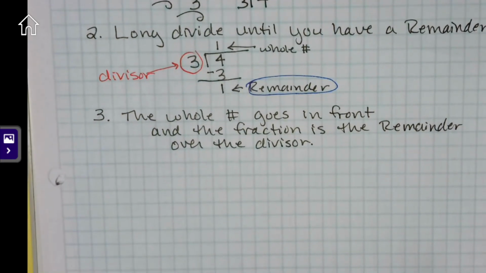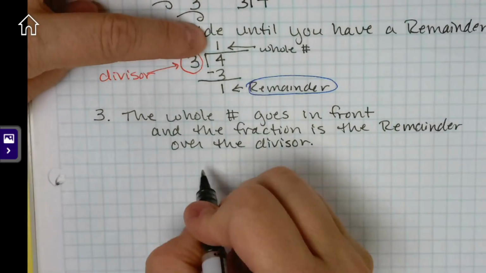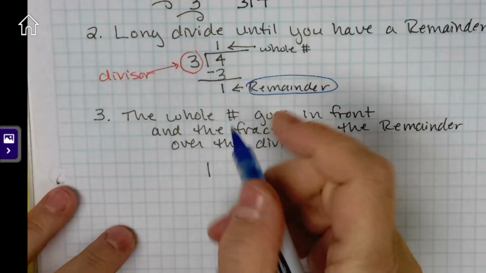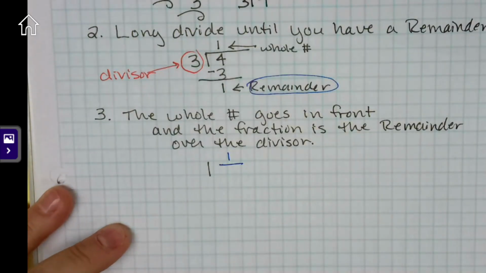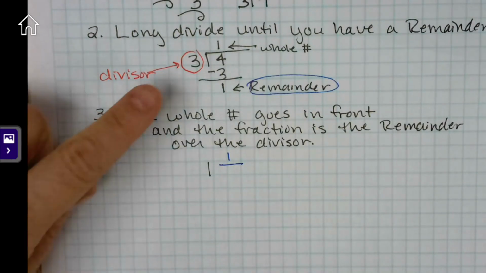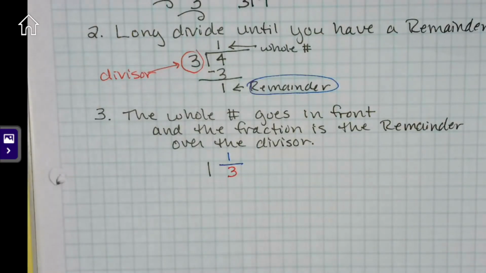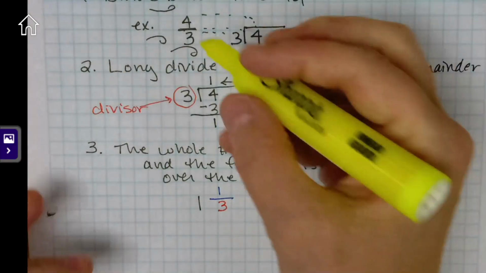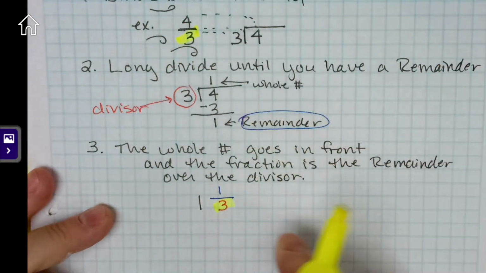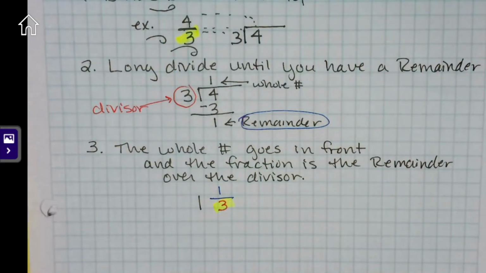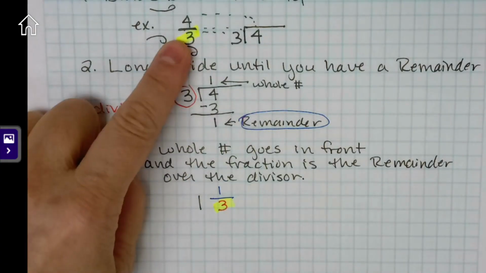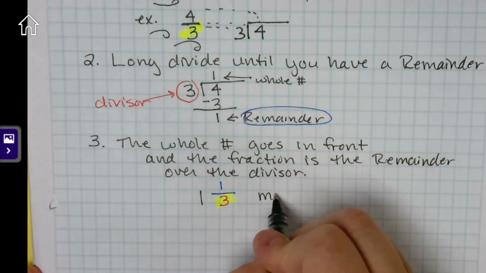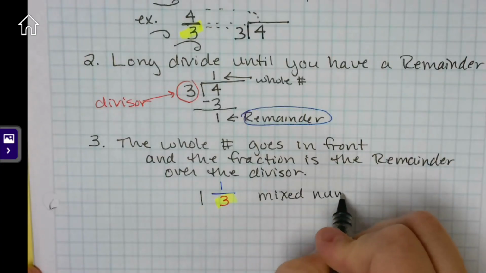So using our little example, the whole number, which is the one on top, goes in front. The remainder is 1. It goes on the top of the fraction. And the divisor goes on the bottom, which was a 3. Almost always, the bottom of the original fraction should be the bottom of the mixed number fraction as well. The top number will change, but if that's a 3, this should be a 3. That is a mixed number.